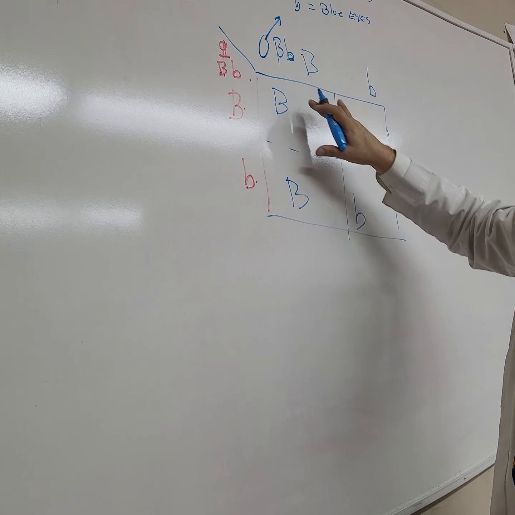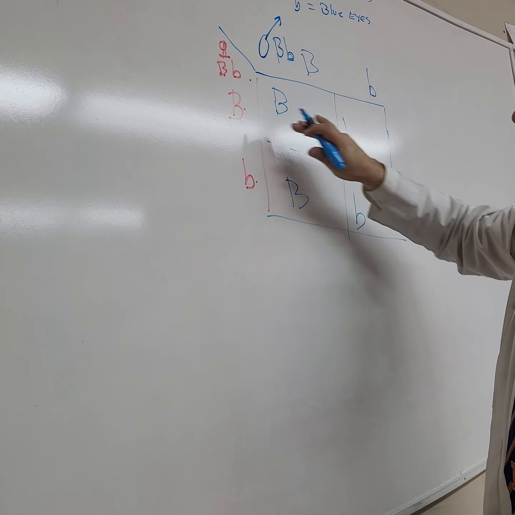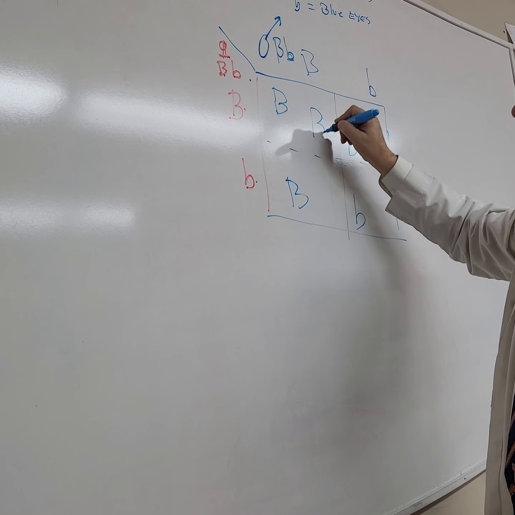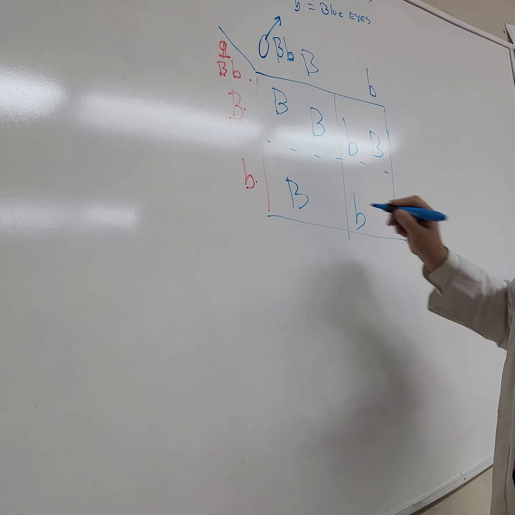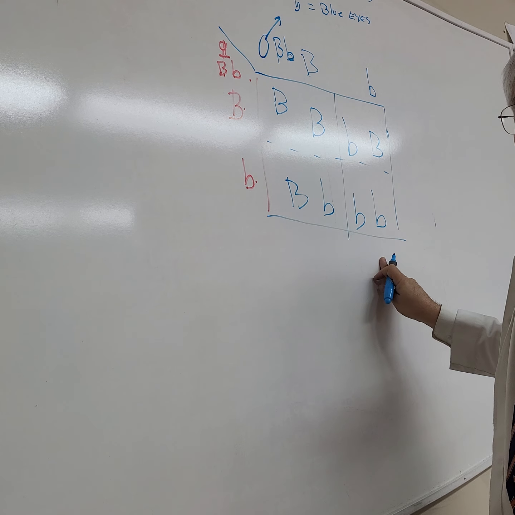Just by custom, always do the male on the left and you fill that in first. And then the female across, so she's going to donate a big B gene here and a big B gene here, and then a little b gene here and a little b gene here.